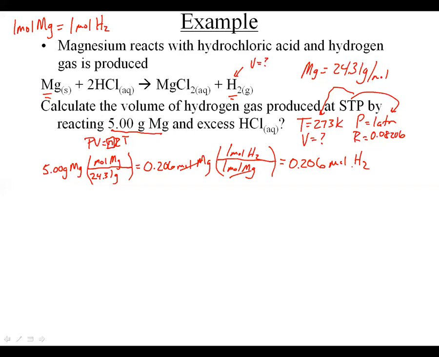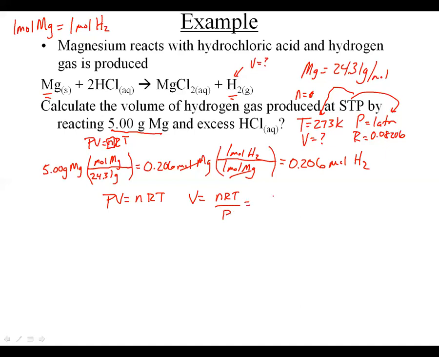At this point, we now have H2, which is what we're looking for. And that is sort of the missing number that we need. So now we have that number. We have everything we need. If you like, you can use the ideal gas law here. PV equals nRT. Again, we would be solving for volume, which would be nRT over P.